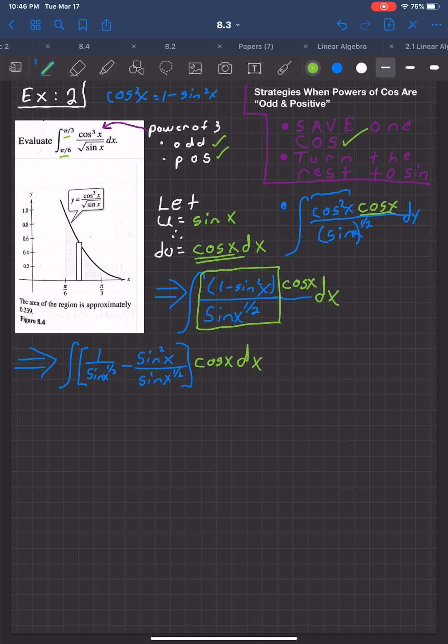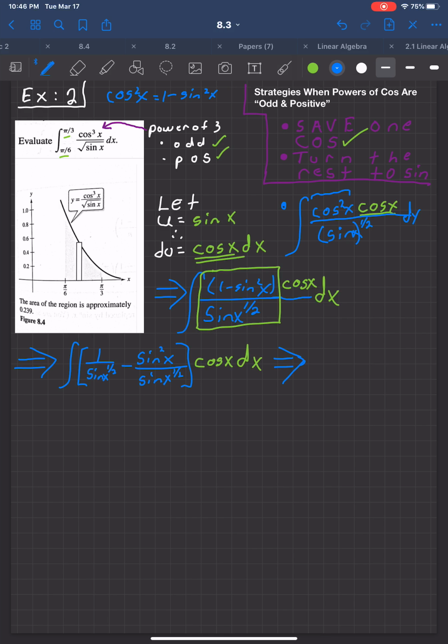And I think you can probably see where I'm going with this. I'm going to end up splitting this up into multiple integrals. I just need that to have a cosine left over, right? So that's the main thing. So let's see if we can simplify what we've written here.